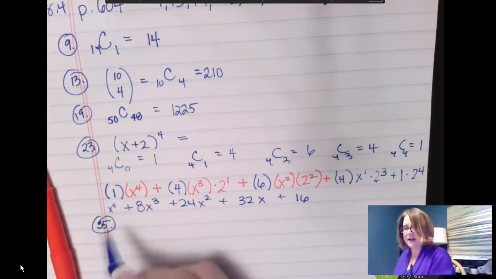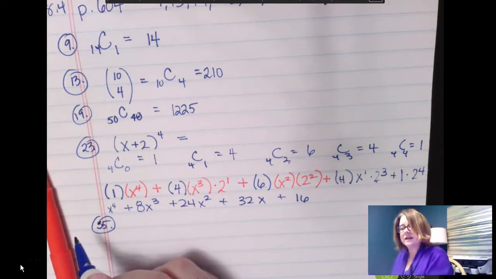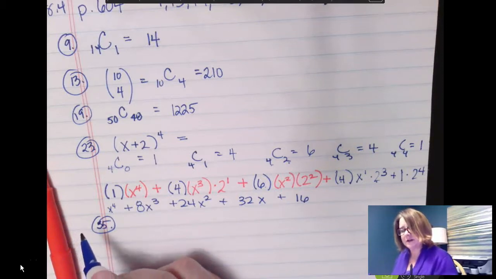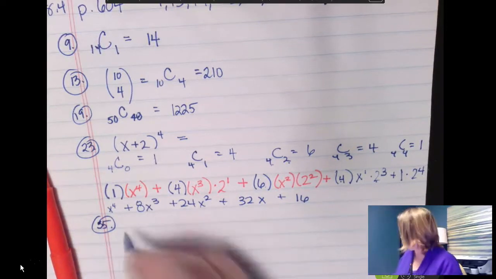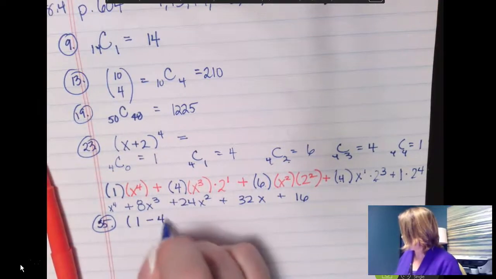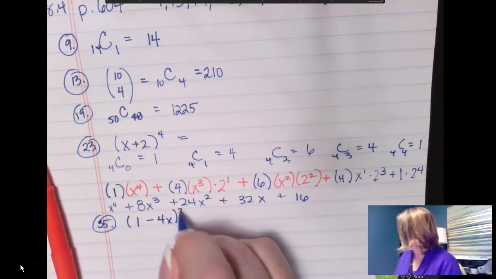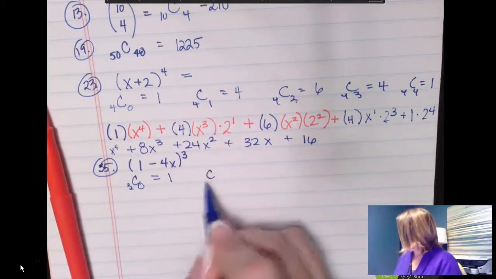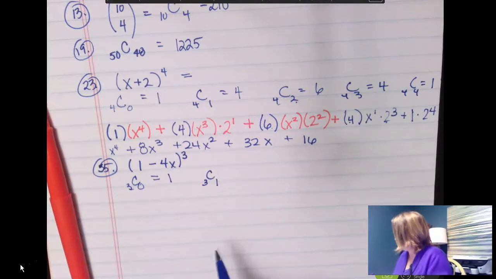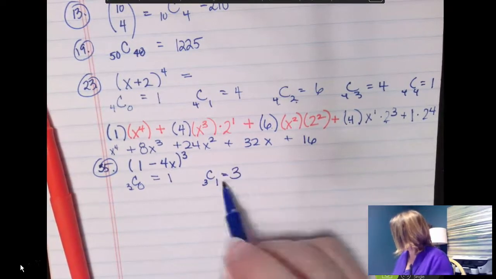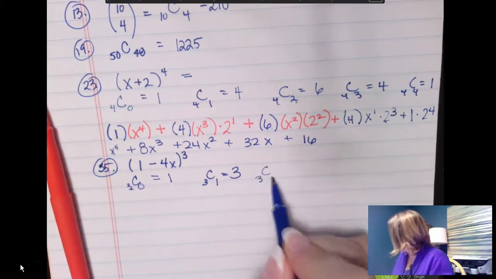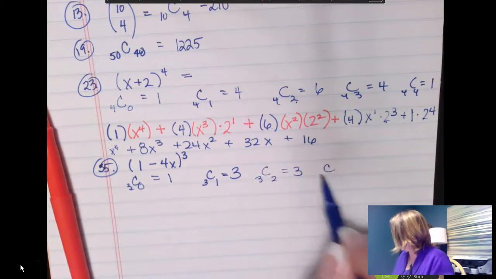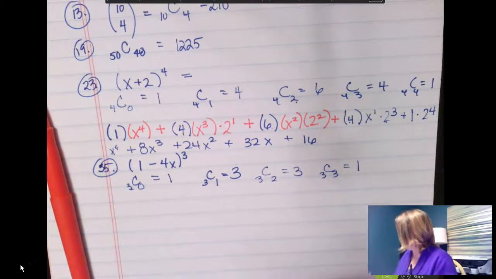Number 35, let's see, I kind of passed it over a little bit. Number 35, we've got 1 minus 4x to the 3rd power. So let's look at our binomial coefficients. 3 things taken 0 at a time is 1. 3 things taken 1 at a time is 3. 3 things taken 2 at a time is also 3, and 3 things taken 3 at a time is 1.